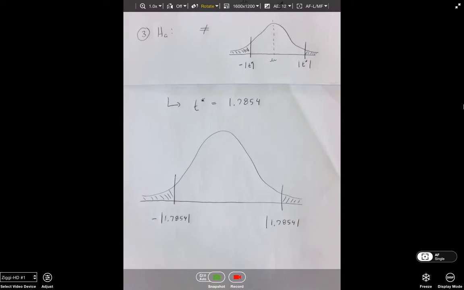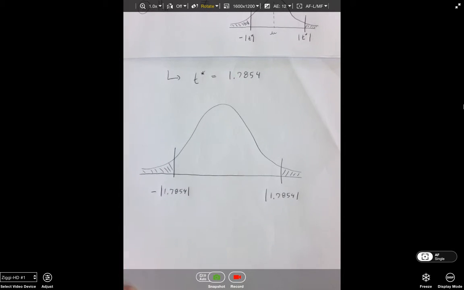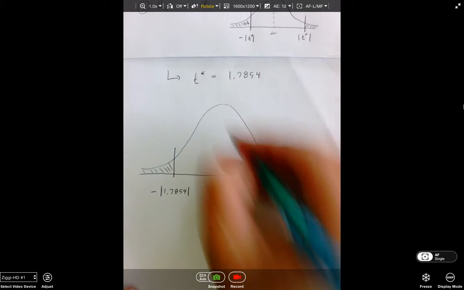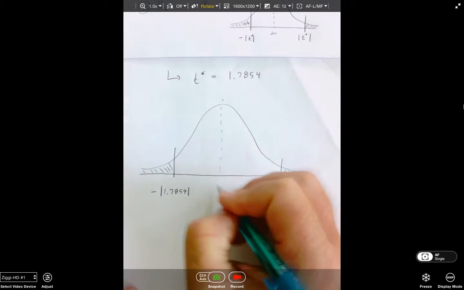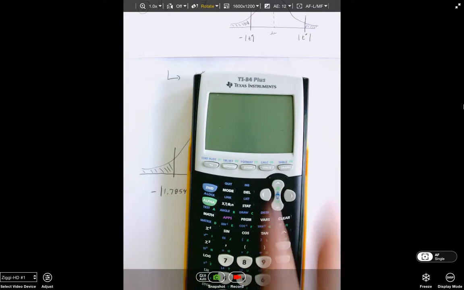Well, can we do that? Absolutely, we can do it. All we got to do, because of symmetry, is find one of them. And then multiply it by 2, because this area over here, again because of symmetry, is going to be the same value. So we got mu equal 3 residing there in the center. Okay, so let's do the t-distribution.